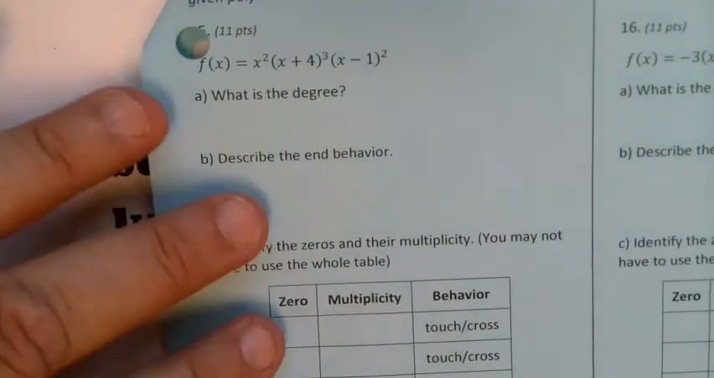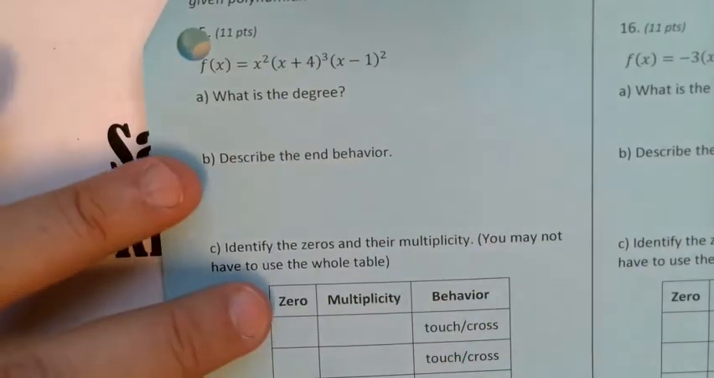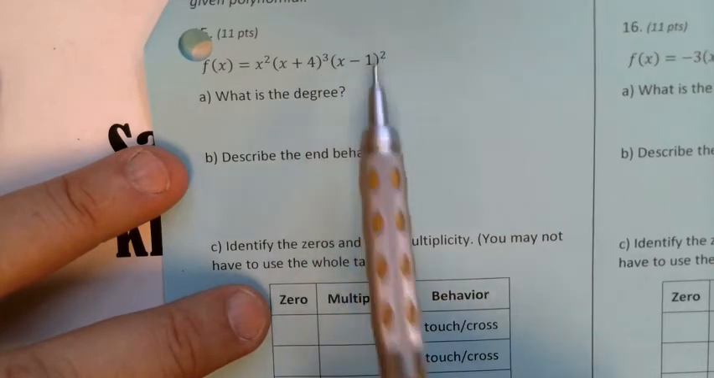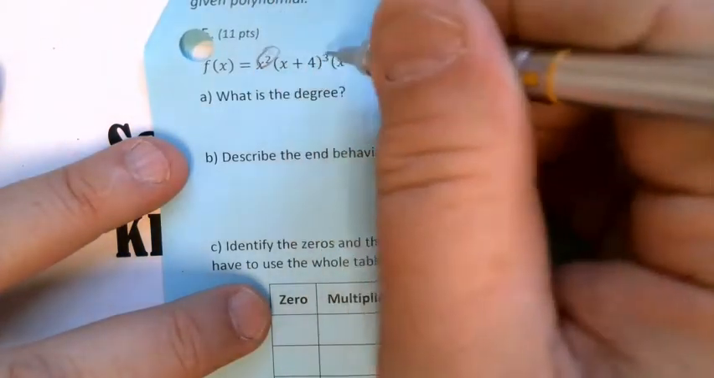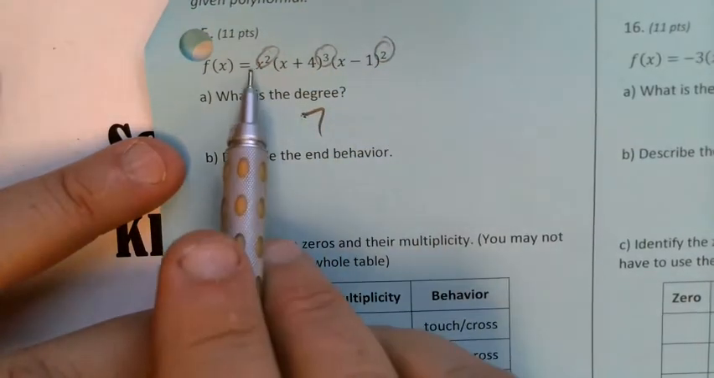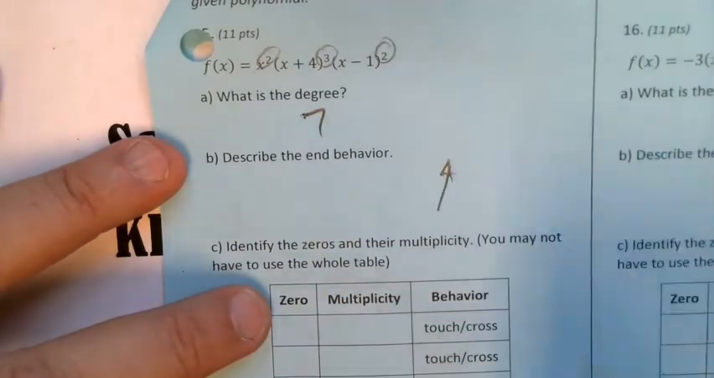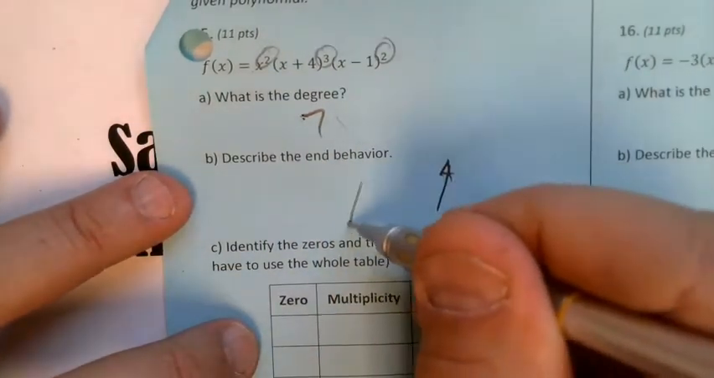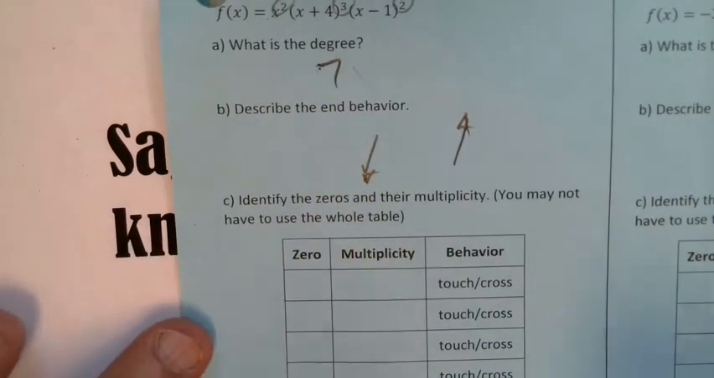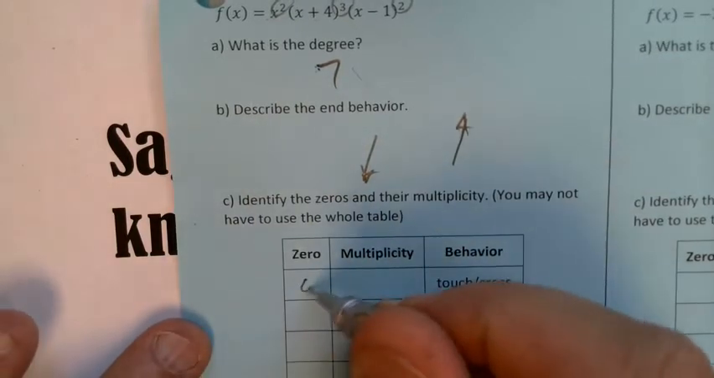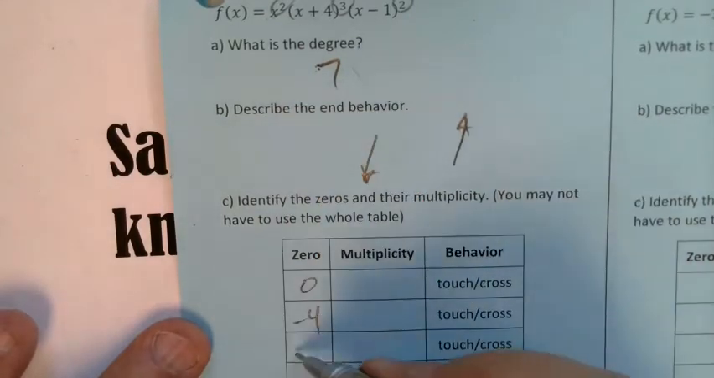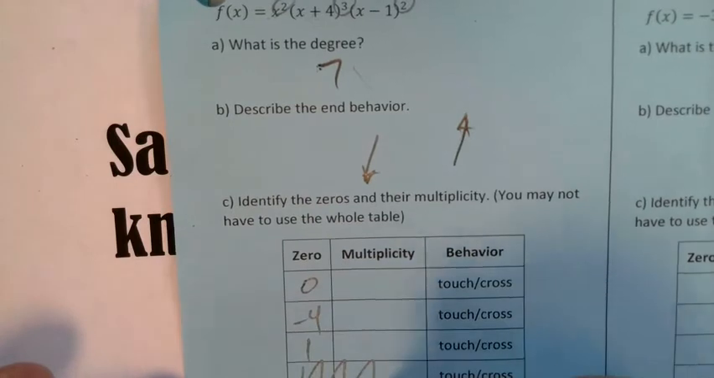Okay. For this polynomial, answer questions about the polynomial. 15. What's the degree? Well, the degree is these exponents added together. So 2 plus 3 is 5 plus 2 is 7. Describe the end behavior. Well, it's positive there, so it's going up to the right. And it's an odd degree, so it's odd behavior, down to the left. The zeros. There are 3 factors here, so every one of those factors has a zero. The first one is 0. This x plus 4, it's going to be a negative 4. And this x minus 1, that's going to be a positive 1. And I don't need this one because there are only 3 zeros.